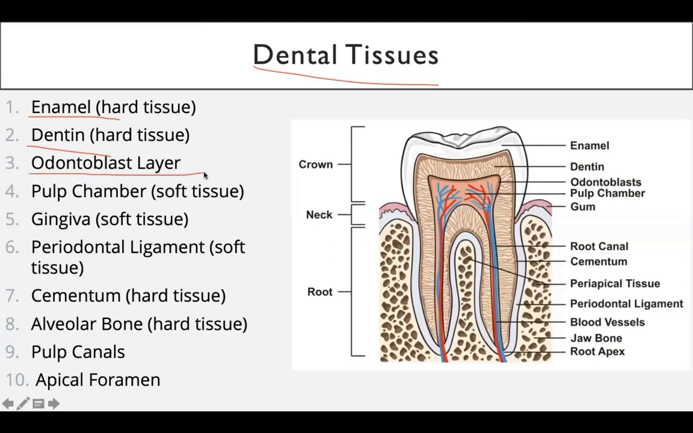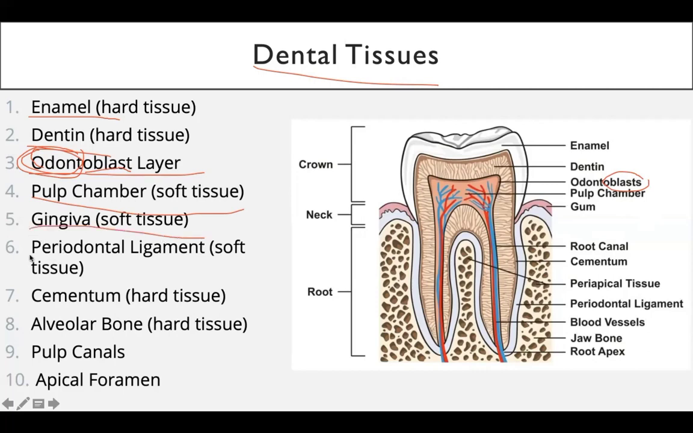Odontoblast layer, odontoblast. Odonto means teeth, blast means immature, so we have a layer of tooth cells which are blasts, on the outer side next to the dentin. Then we have the pulp chamber. It should be soft, pulpy.